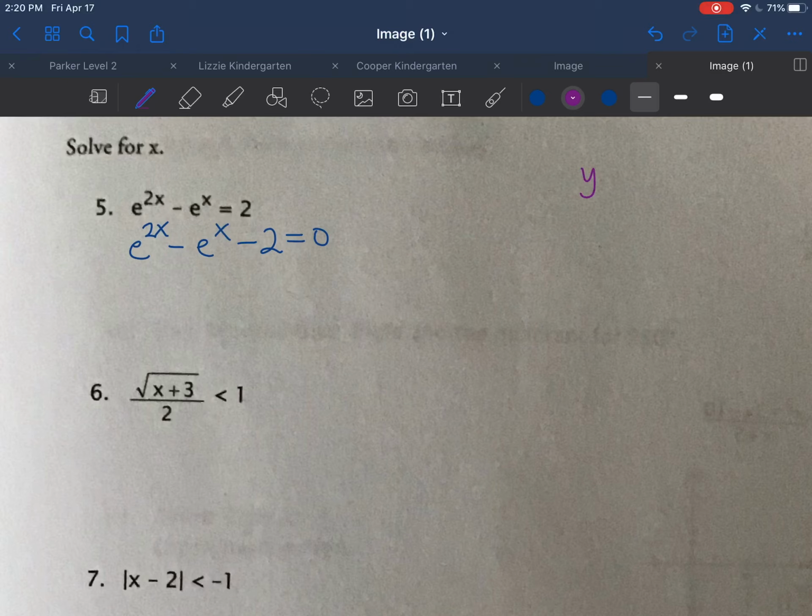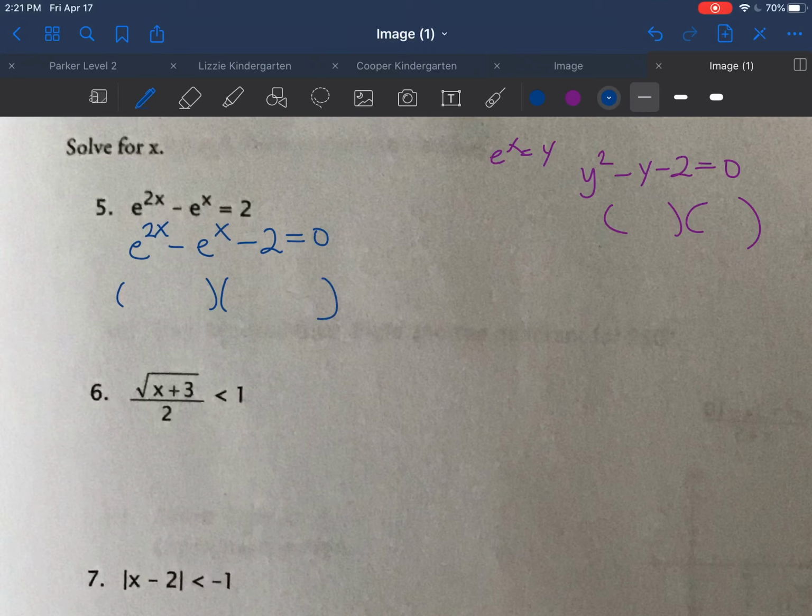In the book, they talked about changing the e to the x, saying e to the x equals y. So you could rewrite this as y squared minus y minus 2 equals 0. If it's easier for you to factor that, then come back and change your answer to have the e to the x's, by all means, please do. There's nothing wrong with that. Go for it. I'm just going to show you what it looks like here.